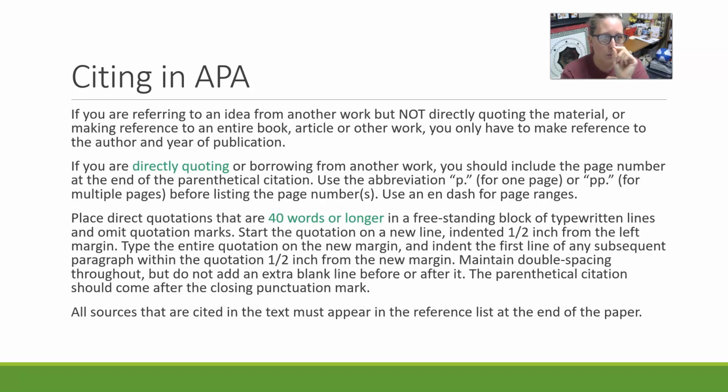So you have to know how to mess with Word to move your margin and have everything line up to 1/2 inch. You will maintain double spacing throughout because APA 7 requires double spacing. And you don't add any extra blank lines or spaces before or after the quote. And then the parenthetical citation should come after the closing punctuation mark. Okay, so like a period, whatever, and then you put it there.